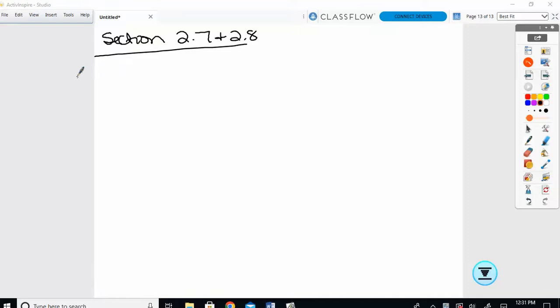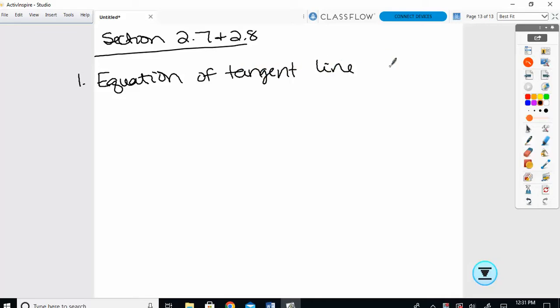So if I said I want the equation of the tangent line to f(x) at the point (5, 2). Okay, so I'm asking you for the equation of a line. Equation of a line requires a point and a slope. I gave you the point. How am I going to get the slope?